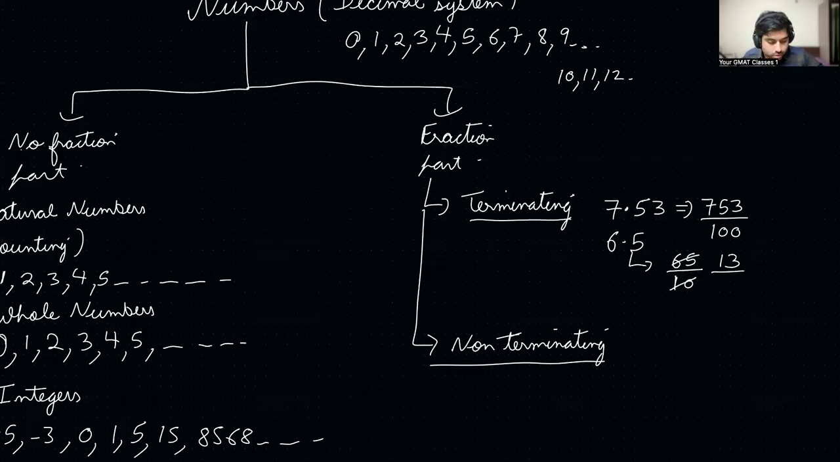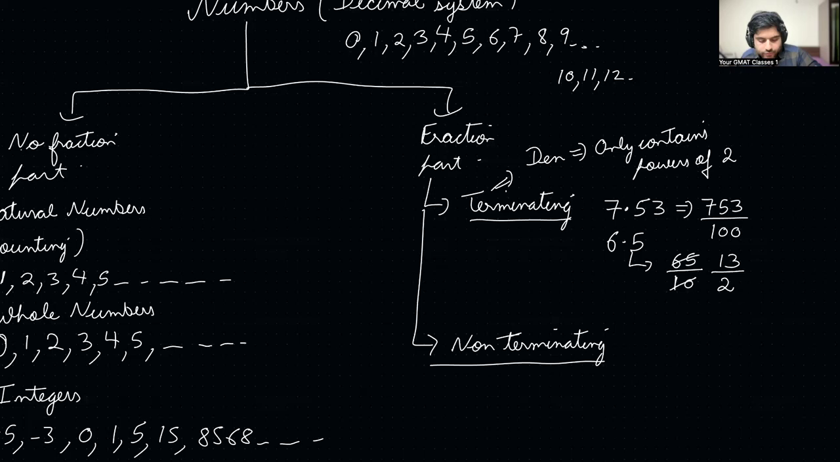But still, even after cancellation, the denominator only contains powers of 2 and 5. Or, 'and' is not the right word here. So 2 or 5 or both is a better way to say this. So if the denominator has any other number except for 2 or 5 or both, then in that case, the number in general will not be terminating, which we will come to. We will come to non-terminating numbers.